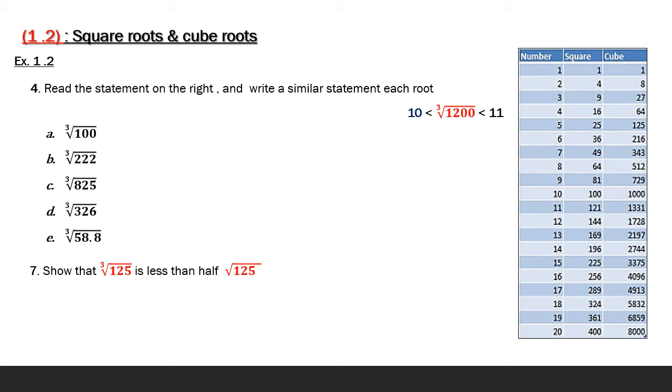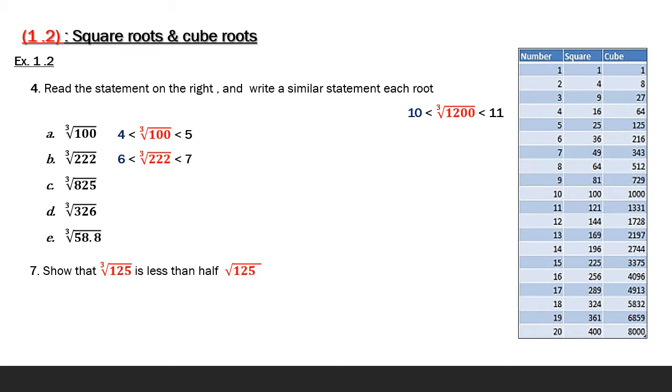Read the statement on the right hand side and write down a similar statement for each root. So the cube root of 1200 is bigger than 10 and less than 12. It's in between the values of 1000 and 1331. So the cube root of 100, if we look at the table, is supposed to be in between 64 for 4 and 125 for 5. It will be bigger than 4 and less than 5.